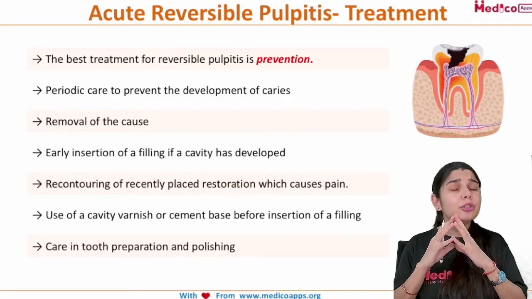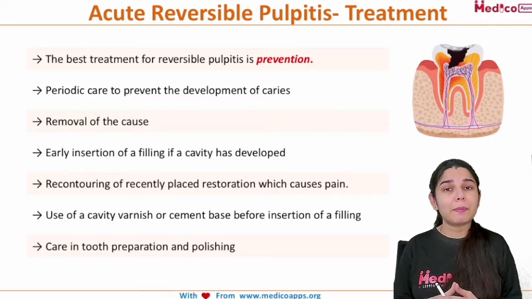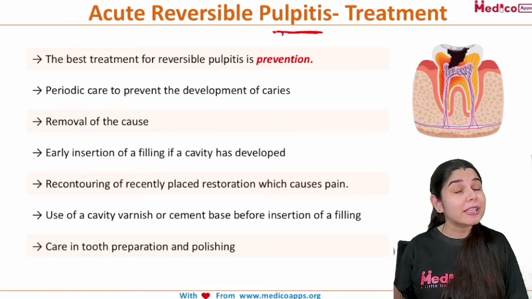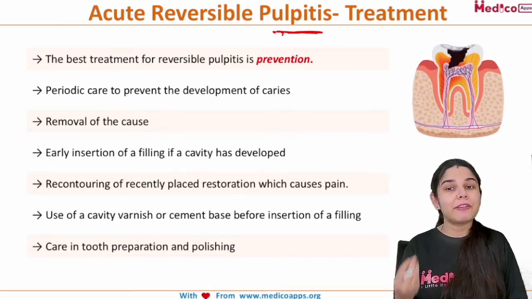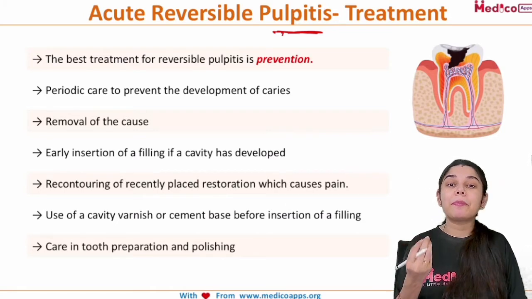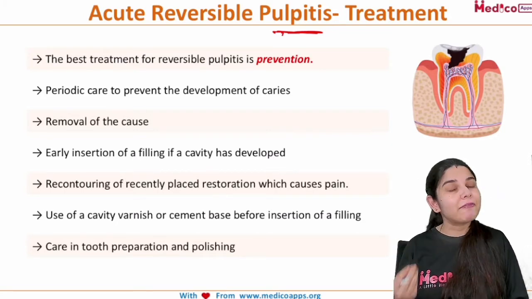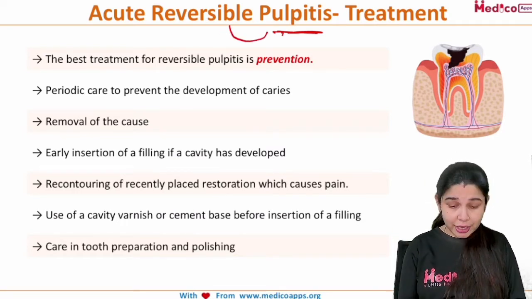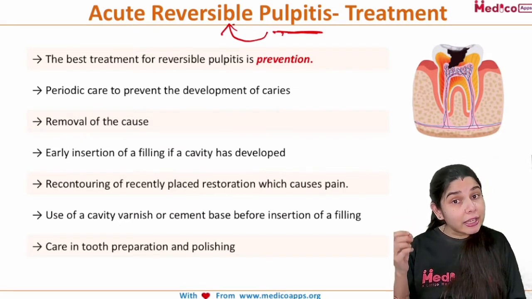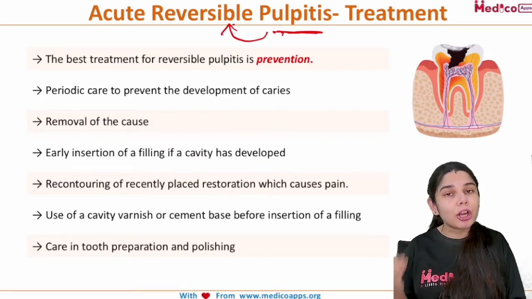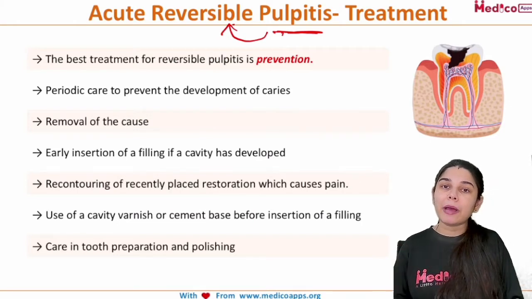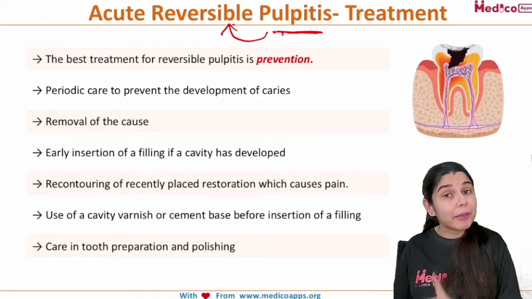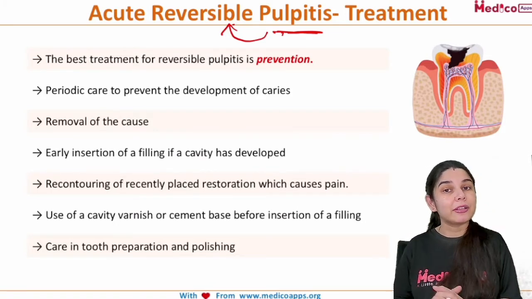So firstly, you should know what exactly is acute reversible pulpitis. Starting from the first term, pulpitis: itis means there is inflammation, there is infection. So the infection is present in the pulp region, and here the infection is reversible, and it is acute, that means of short duration. So it is an infection of the pulp which is reversible and of short duration, but the patient is having pain due to this acute reversible pulpitis condition.